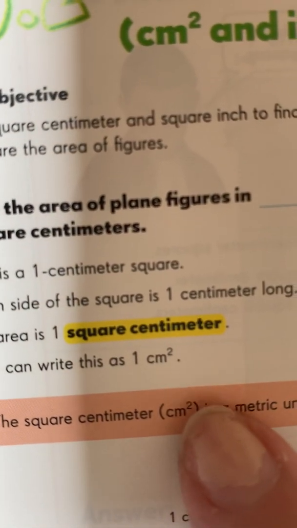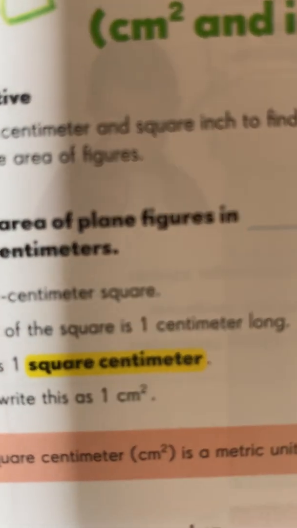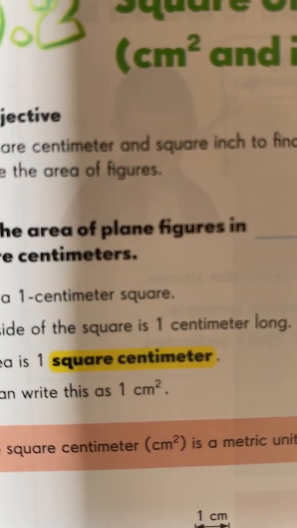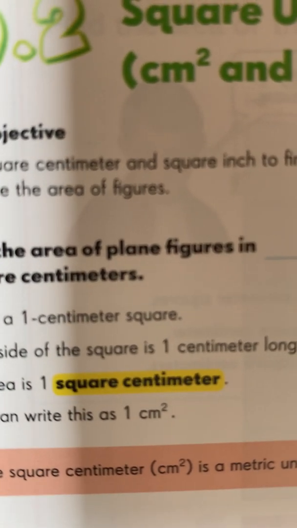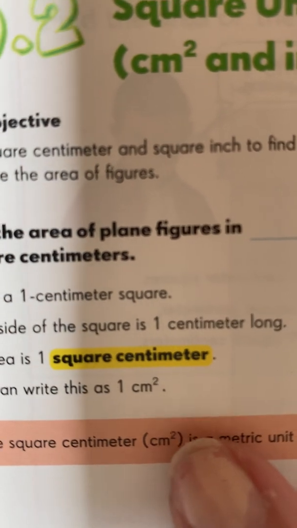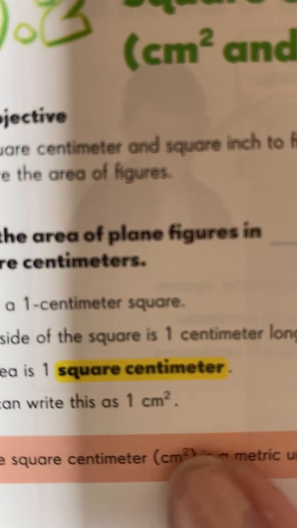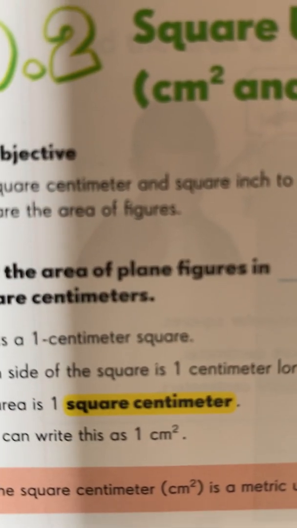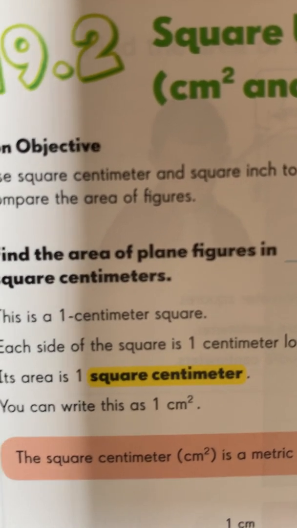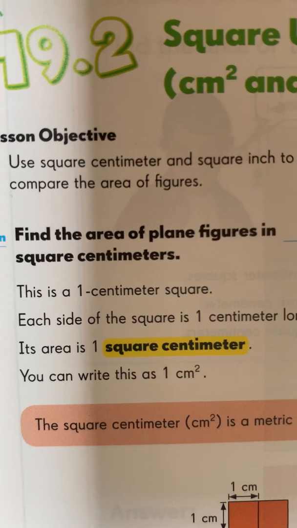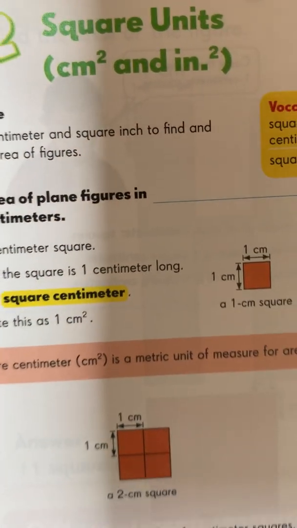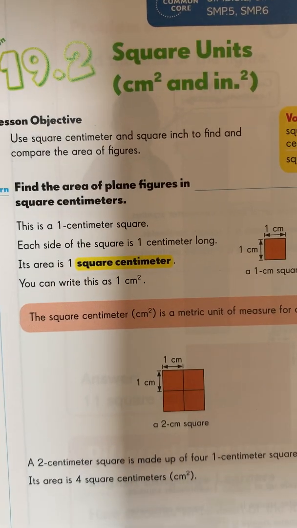So do you see how there's a 2? That is called an exponent. Everybody say exponent. Perfect. And an exponent is basically when you have a number up in the air like that. And when I have a 2, that's basically saying it is squared. Everybody say squared. All right. So again, the square centimeter is a metric unit of measurement for area.